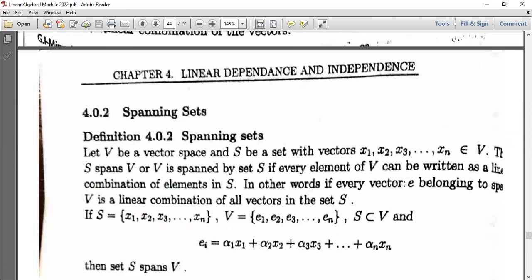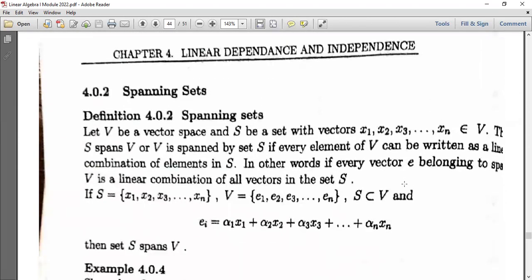Now we have defined a linear combination. So a vector X can be written as a linear combination if there exist scalars alpha 1, alpha 2, up to alpha n, so that we can write the vector X as a linear combination of other vectors and the scalars. So we write a vector as a combination of scalars and other vectors.